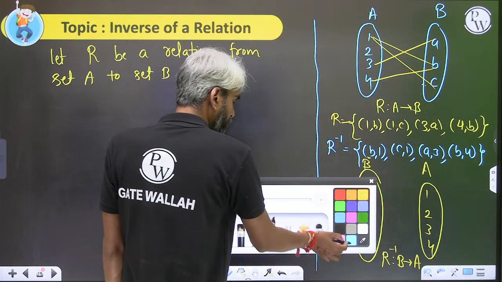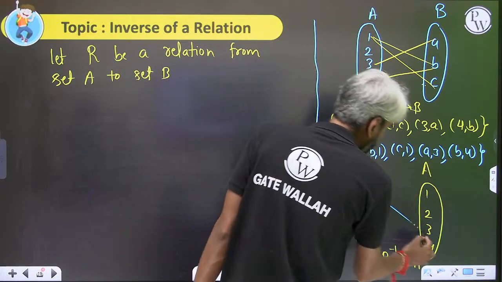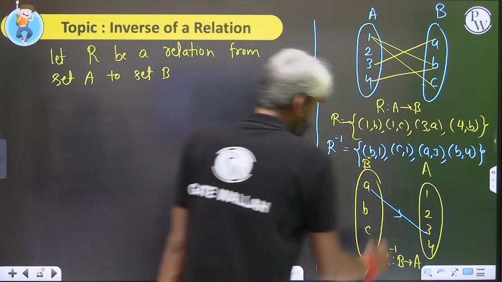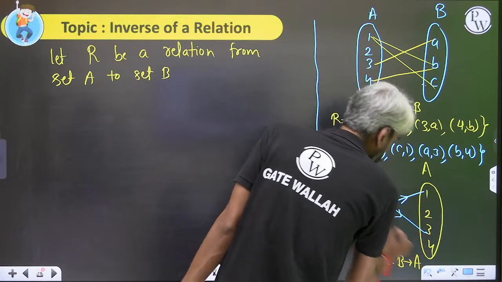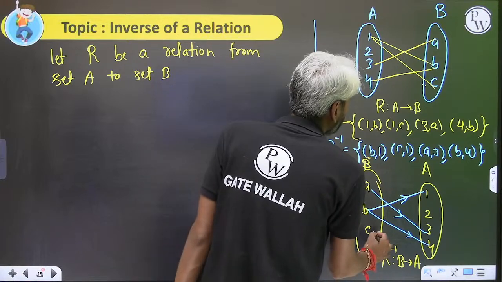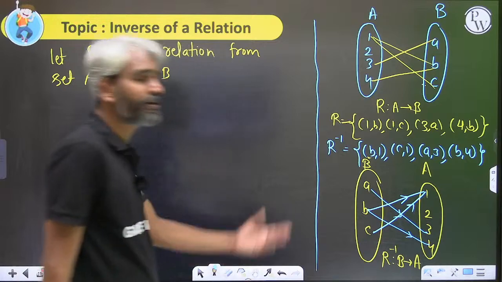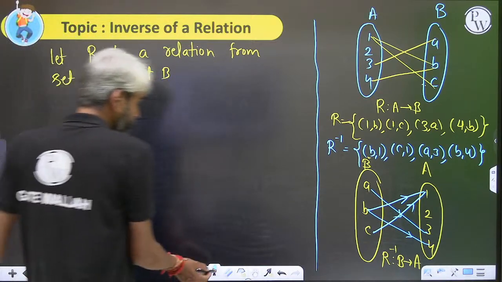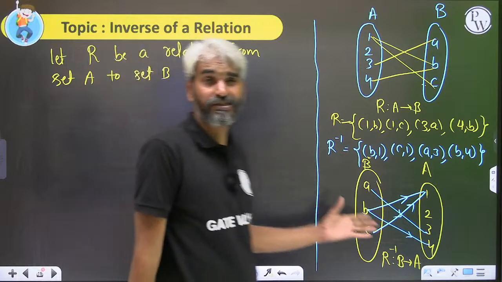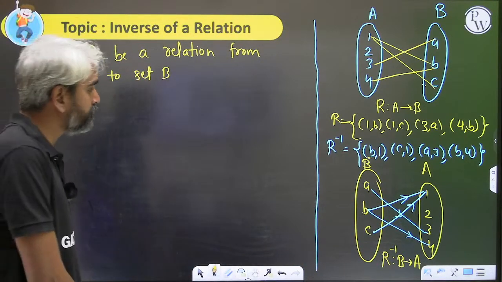So what will be the matching? A will relate with 3. What about B? B will relate with 1, and B will also relate with 4. What about C? C will only relate with 1. So that's your relation. If you try to understand what an inverse relation is, it always exists. There is no such restriction that certain conditions should be satisfied, like for a function. It will always be an inverse relation.